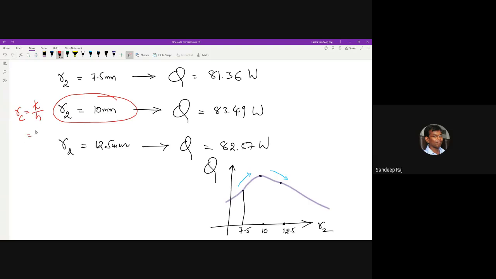It is nothing but 0.5 by 50, which is equal to 10 mm. Okay, it is 0.01 meter, which is actually 10 mm. That is the reason why at this particular point you are witnessing Q max. So RC is a point where you'll be having Q max. So that will be very clear to you now from this particular problem. In the last class, there might be some confusion, but now it should be clear.